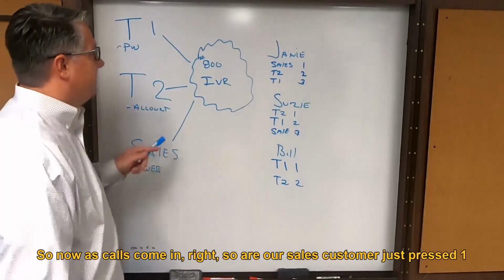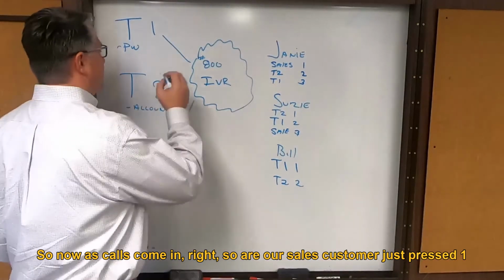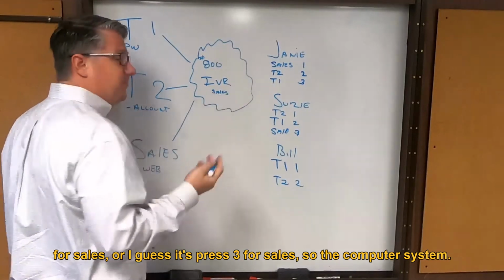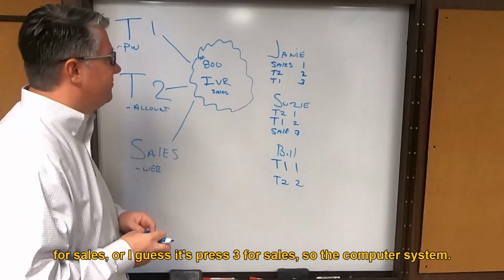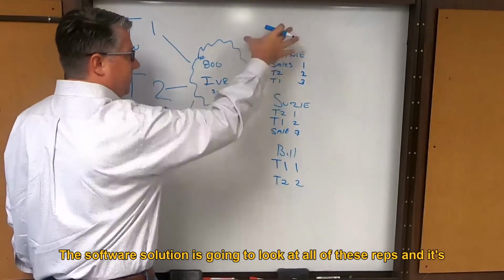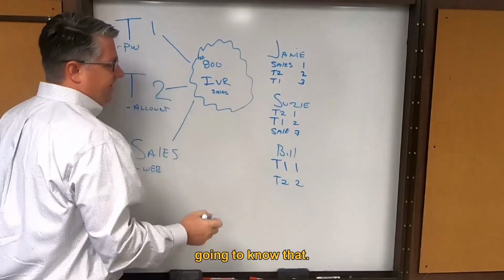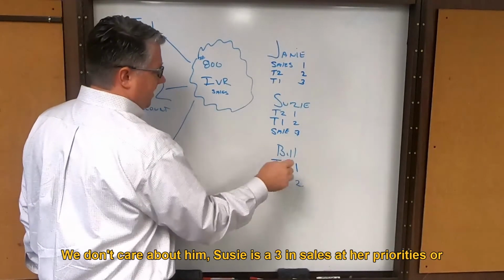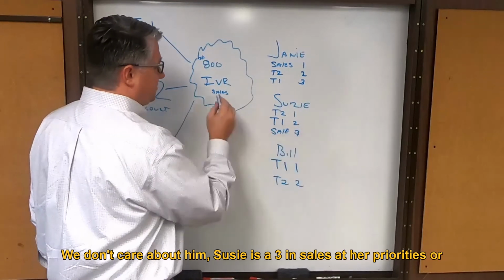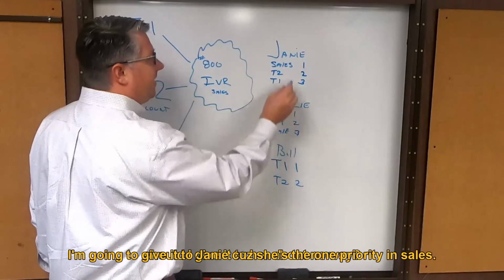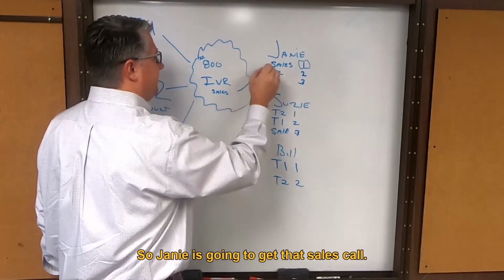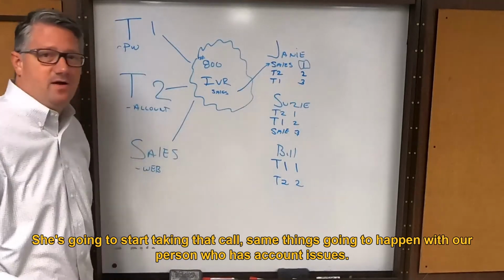So now as calls come in, right? Our sales customer just pressed 1 for sales. Or I guess it's press 3 for sales, right? So she just pressed 3 for sales. So the computer system, the software solution, is going to look at all of these reps, and it's going to know that, okay, Bill is not even in sales. We don't care about him. Susie is a 3 in sales, her priority, so should I give it to her? Well, no, wait, I'm going to give it to Janie because she's a 1 priority in sales. So Janie's going to get that sales call, and she's going to start taking that call.